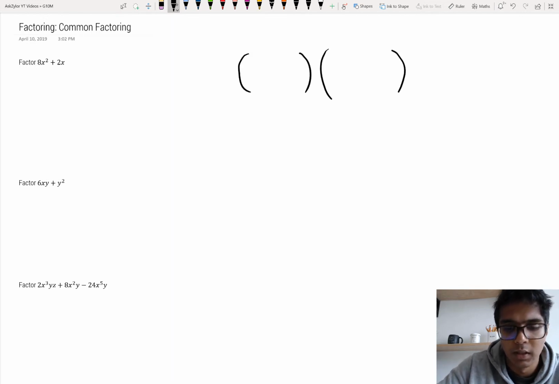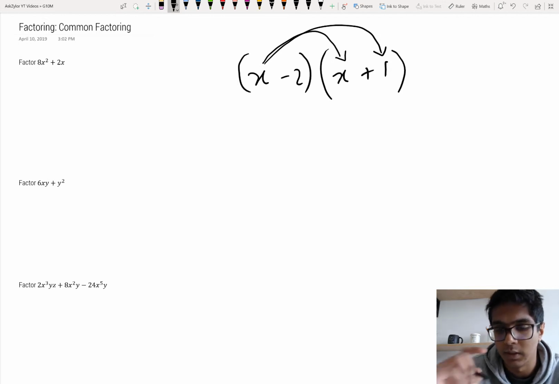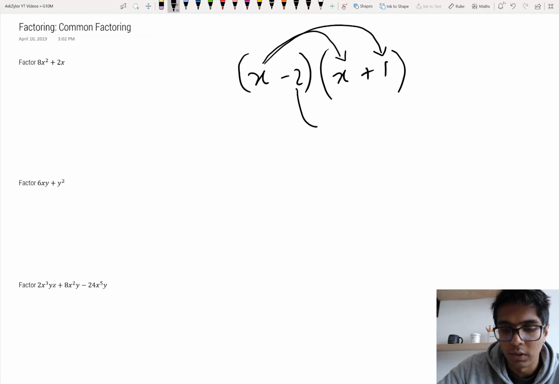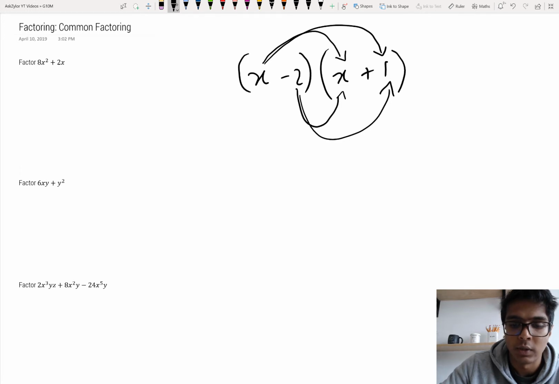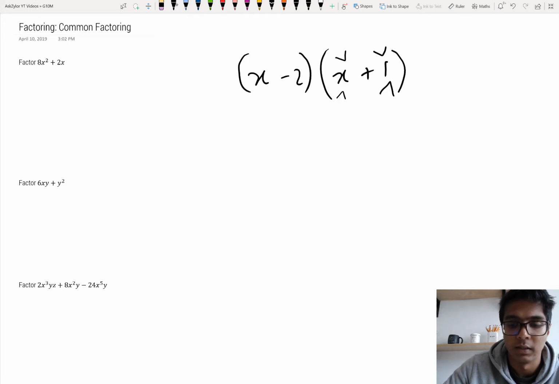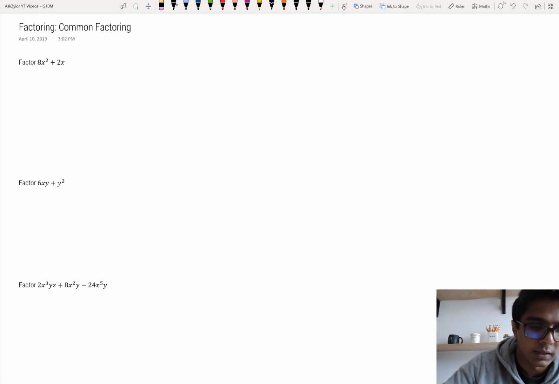So if we get something like (x - 2)(x + 1), for example, we use the FOIL method or any method that's taught in school to expand. We expand the first term to every single term on the second one, and then we do the same with the second term. What we're trying to do is work backwards so that we can find what these factors are. So let's go ahead and see what these questions are telling me to do.